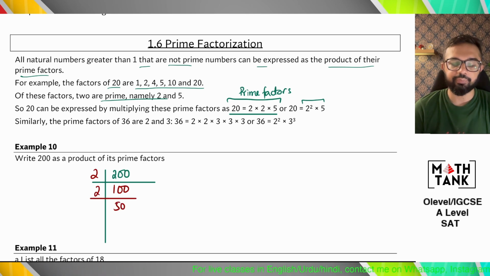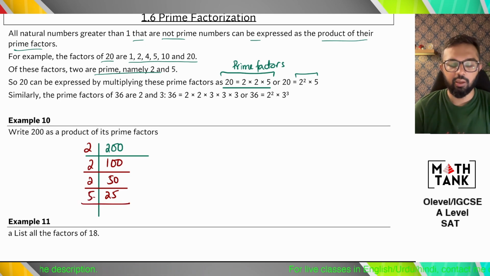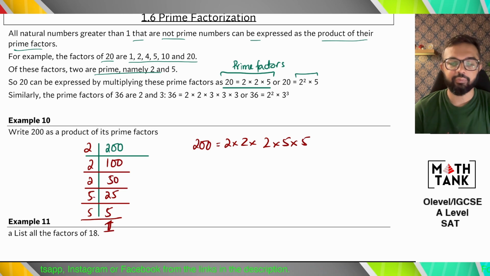So that gives you 50. You divide again by 2 because it's divisible by 2. So 25. It's no longer divisible by 2. So you think of the next prime number, that is 3. This is not divisible by 3. So you move on to the next prime number that you know, 5. 5 times 5, 5 times 1. So 200 can be expressed as 2 times 2 times 2 times 5 times 5, or in simpler words, 2 cubed into 5 squared. So this is called prime factorization.